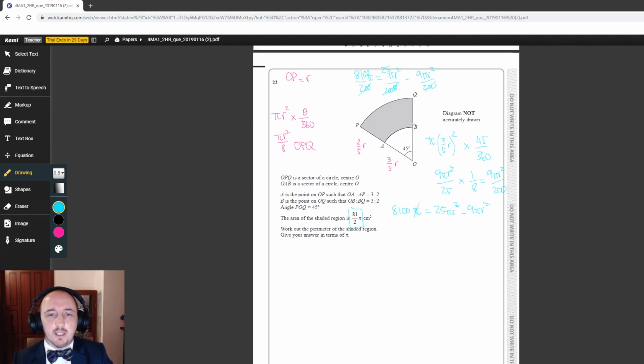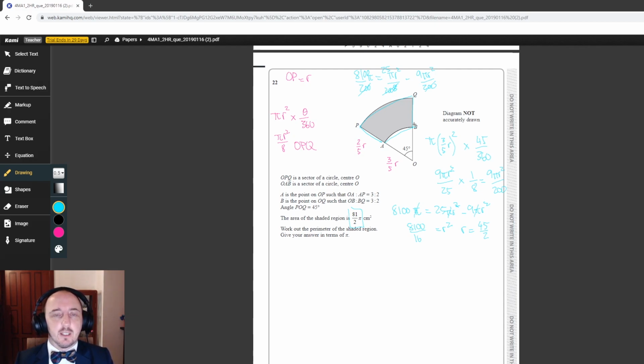So we can cancel the pi's on all of these, and we get 8100 over 25 minus 9, which is 16, equals r squared. So r is the square root of 8100 over 16, which is 45 over 2. So we know that 45 over 2 is the radius, and to work out the perimeter we need AP, QB, the arc PQ, and the arc AB.